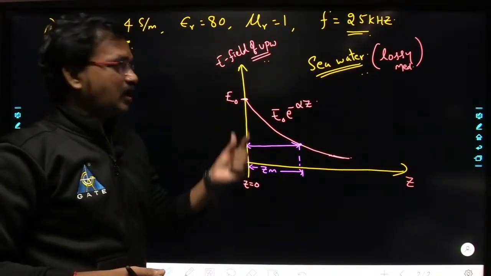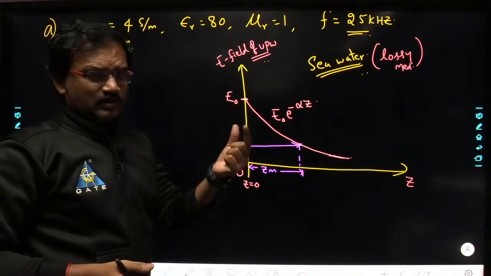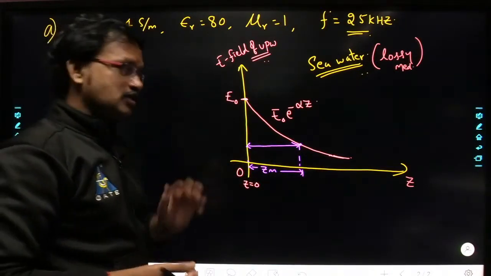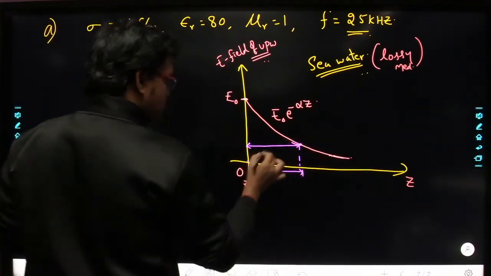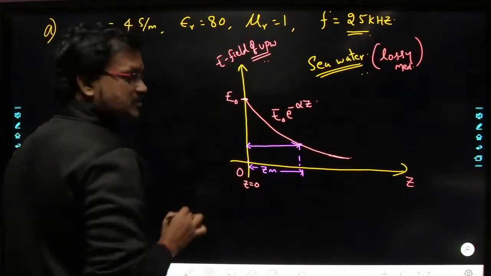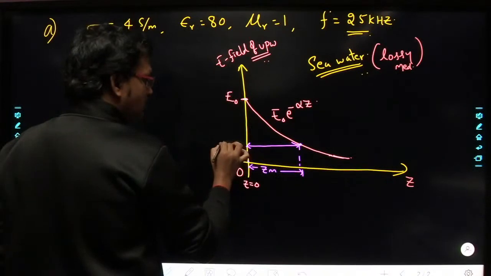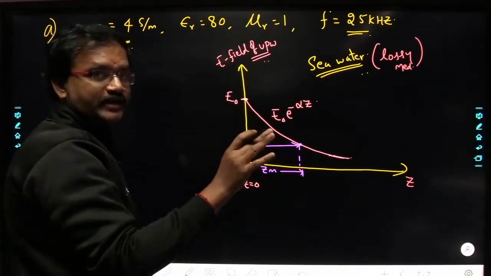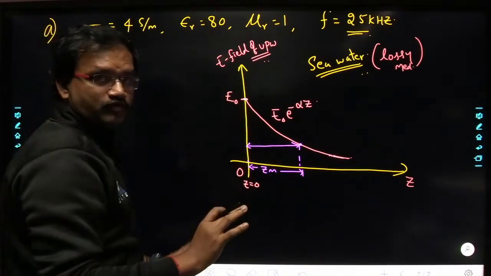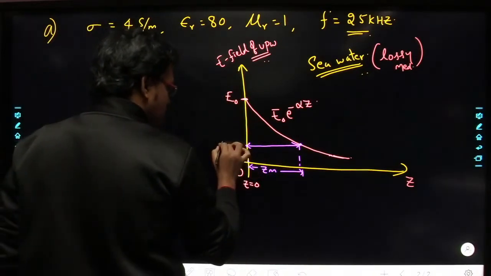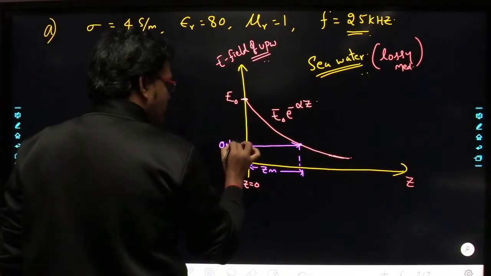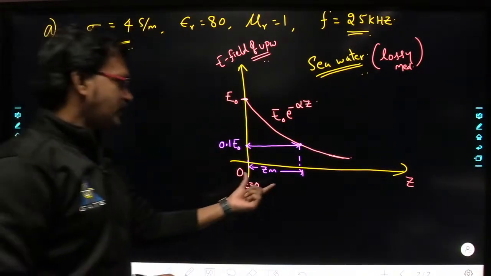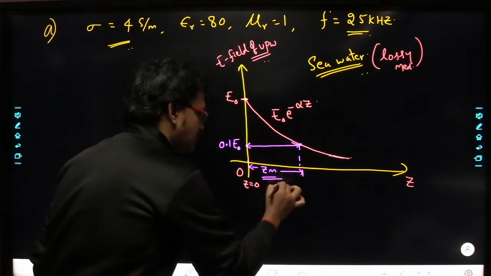So that means, what is the signal that is left out? Only 10% of the signal is left out. So at this location, what must the amplitude be? 90% is attenuated, so only 10% of the initial amplitude will be left out. So at this location the amplitude will be 0.1 times E naught. Now they are asking us to determine this z value.